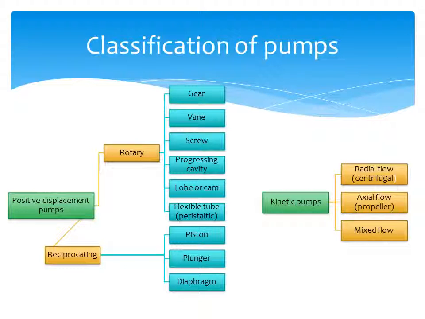Positive displacement pumps can be divided into two main classes: reciprocating and rotary. Typical rotary pumps are gear pump, vane pump, screw pump, progressing cavity pump, lobe pump, cam pump, and peristaltic. On the other hand, typical reciprocating pumps are piston pump, plunger pump, and diaphragm pump.